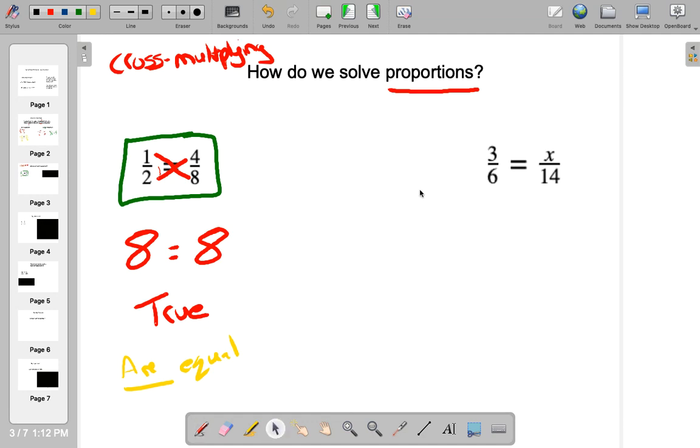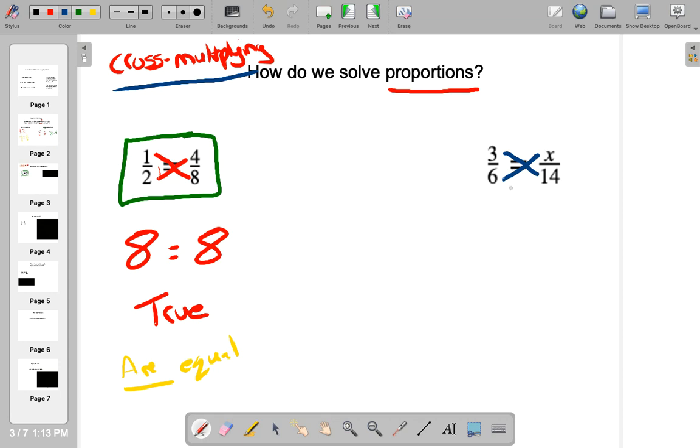However, most of the time, you're going to be given a variable on one part of your equation. In this case, in the top right, we have an x. And we need to ask ourselves, how do we know what the x is equal to? Using a little bit of critical thinking might be able to get you this answer, but you can also do cross multiplying. Once again, we take this number times the bottom right and the bottom left times the top right. And you can do them in either order.